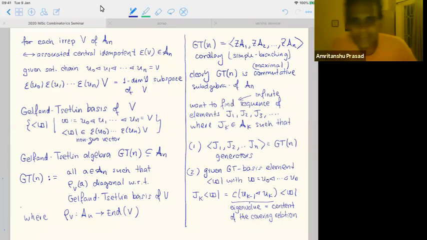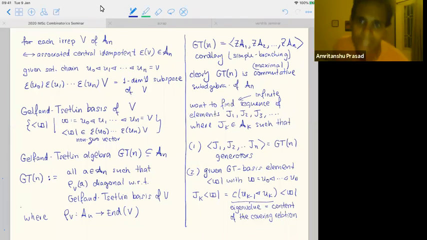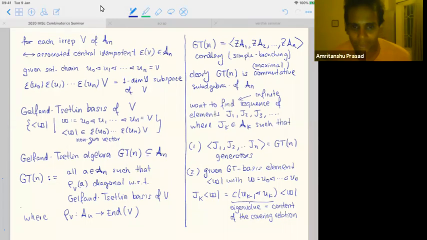May I ask a question? Yes. Do we need to additionally say that Jn together with G_{n-1} generates G_n? Or that Jk together with G_{k-1} generates G_k? Do you need a condition like that? No, I don't believe so. I think condition 2 somehow takes care of that aspect.